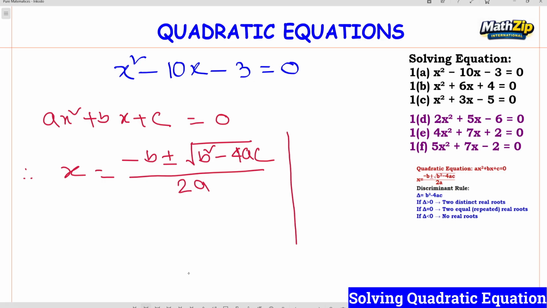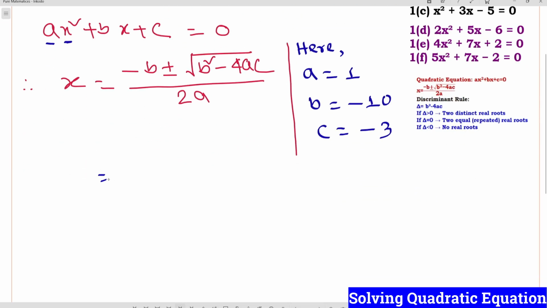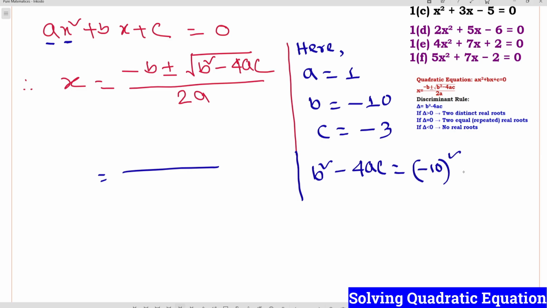Here, a is the coefficient of x square, so a equals 1. b equals minus 10 and c equals minus 3, right? Now we can write b square minus 4ac: minus 10 square, and then minus 4 times a, which is 1, and c, which is minus 3.